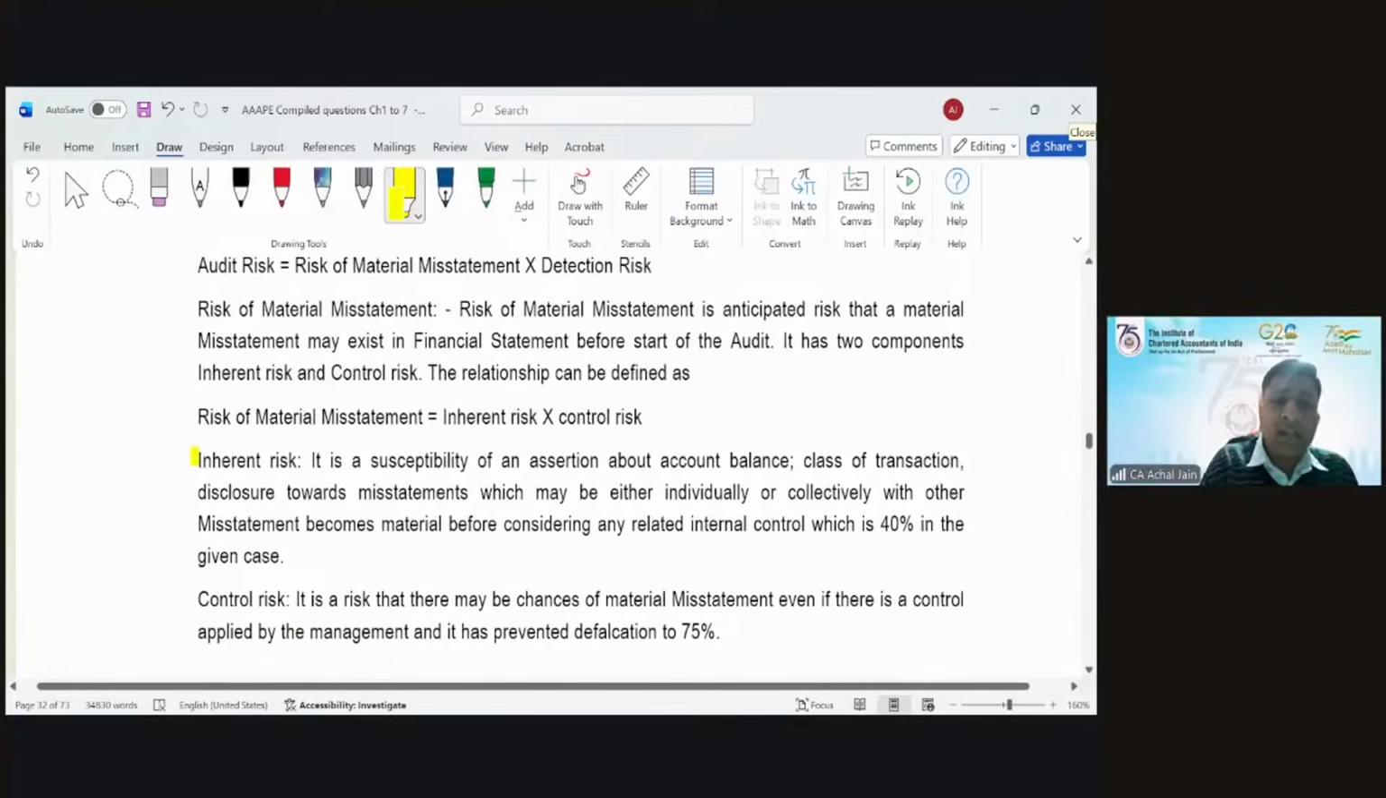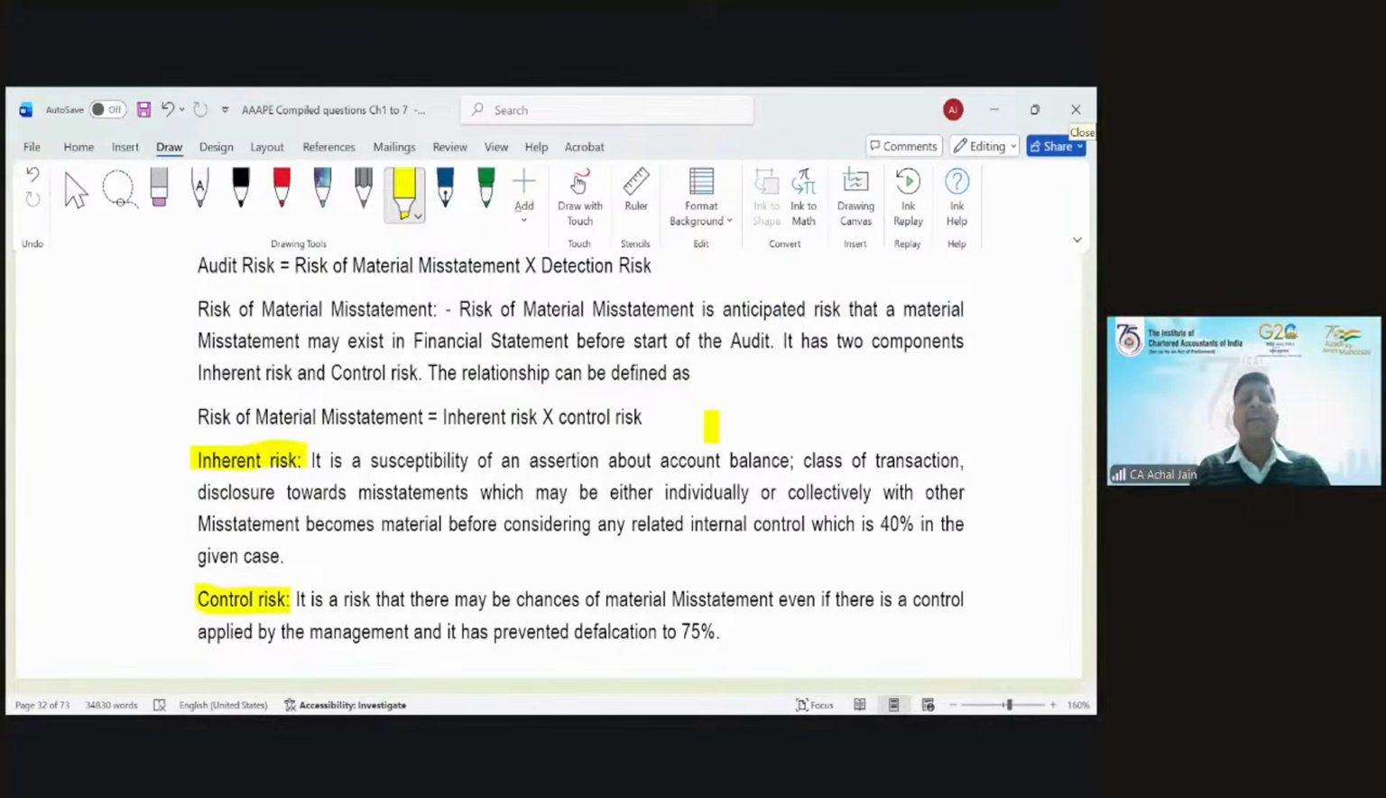Now, risk of material misstatement is about inherent risk and control risk. Inherent risk is the susceptibility of the assertion in relation to the account balance, class of transaction, or disclosure towards misstatements, which may be either individually or collectively with other misstatements become material, before considering any related internal control. In the given situation, that is given as 40%. What is control risk? It's a risk that there may be chances of material misstatement even if there is a control applied by the management. It has prevented defalcation to 75%.